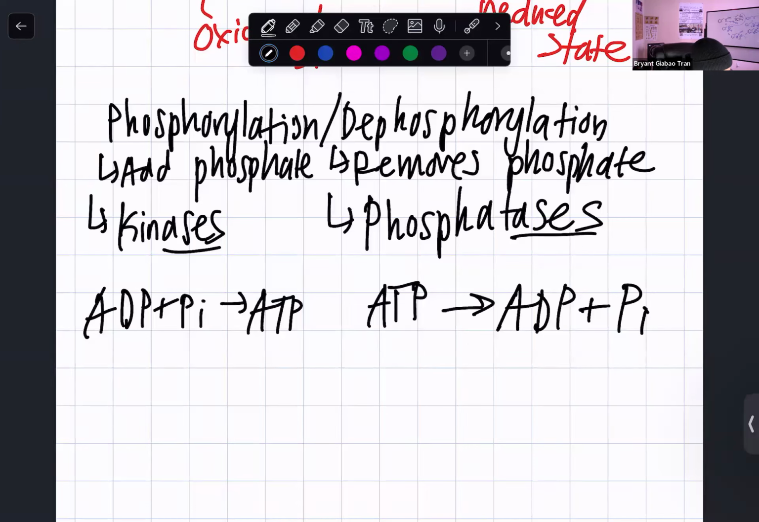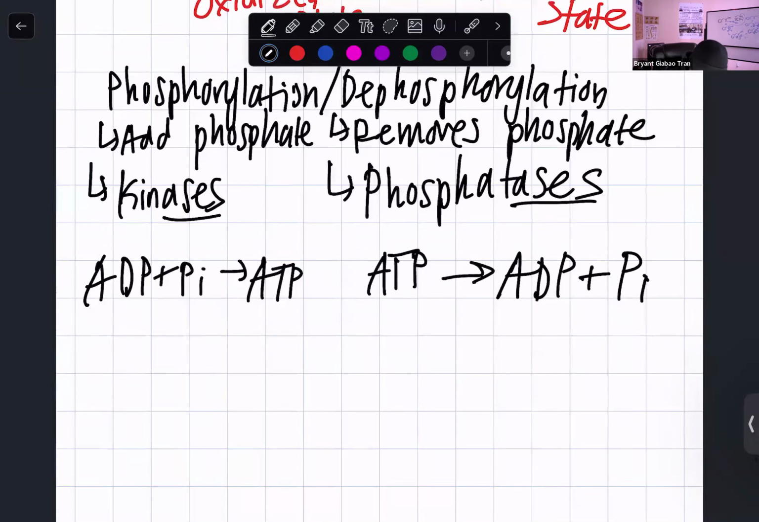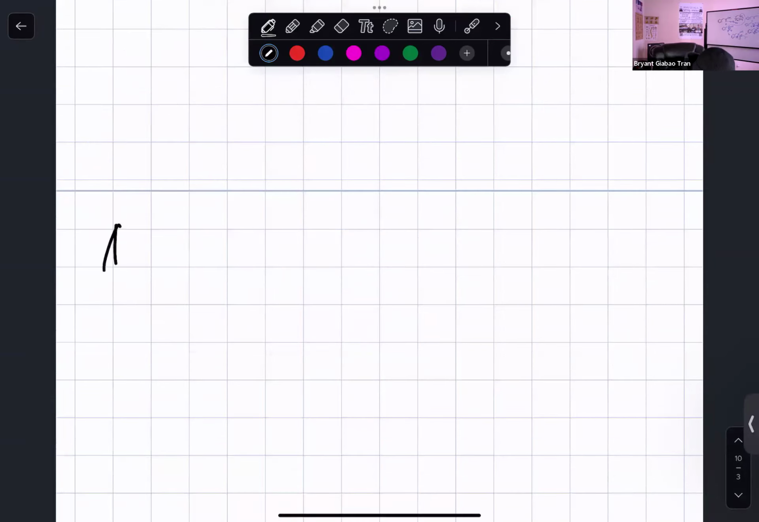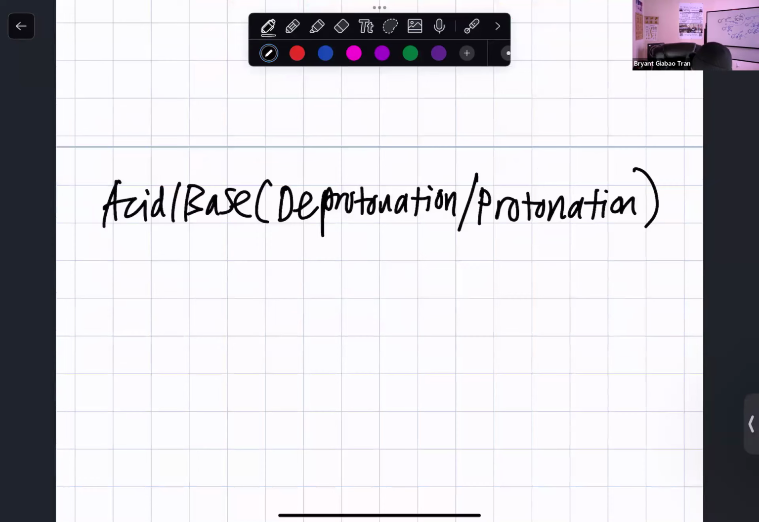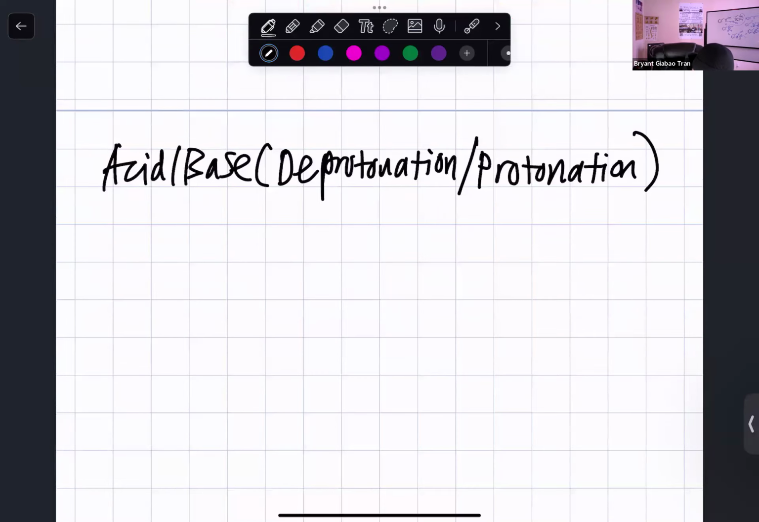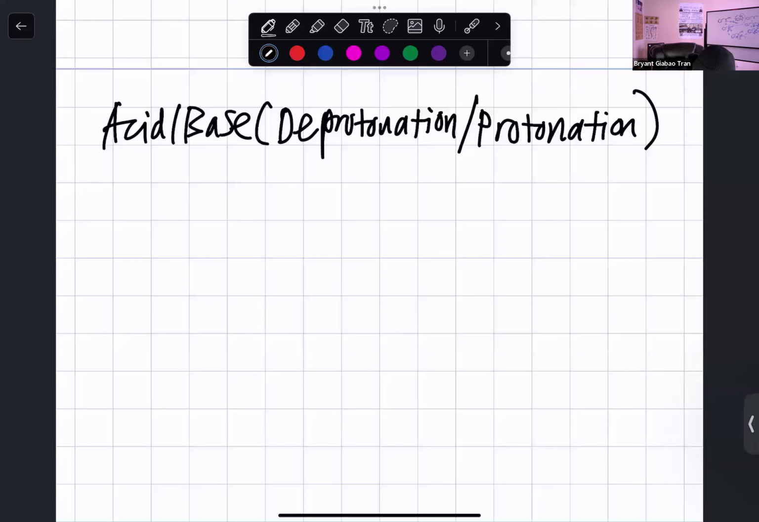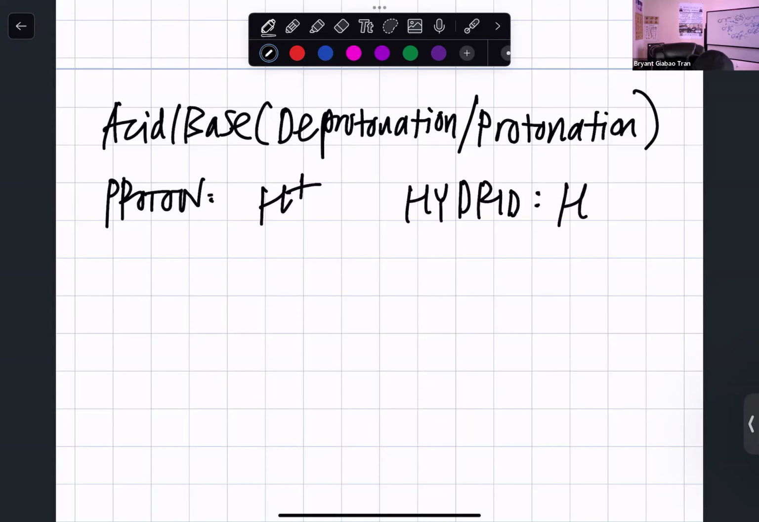Now let's talk about some acid-base reactions, which are going to be deprotonation and protonation, right? A proton is going to be an H plus. That's different than a hydride, right? A hydride is going to be an H minus.